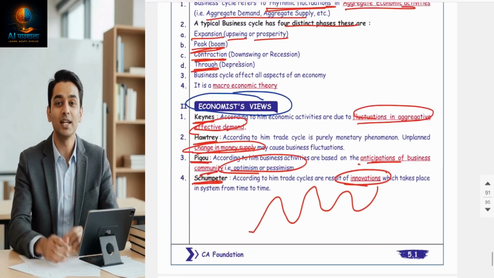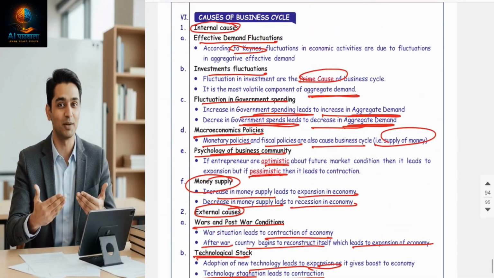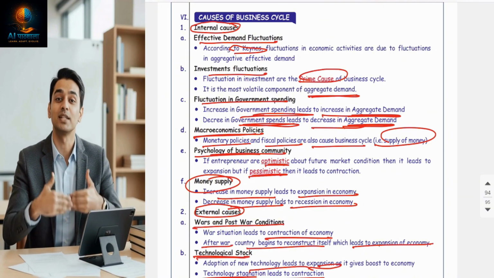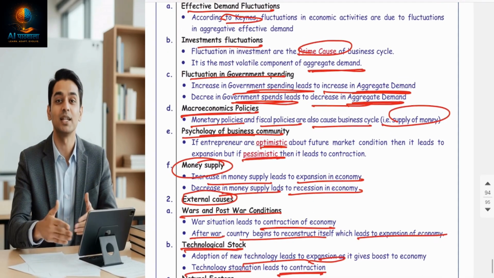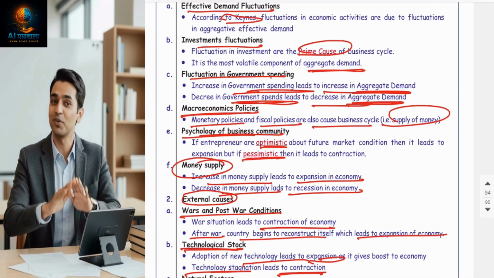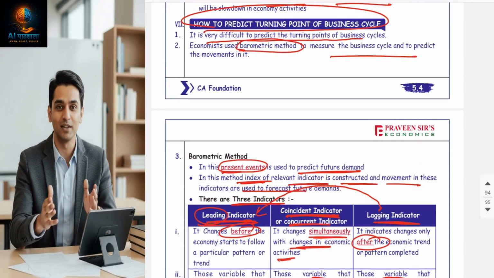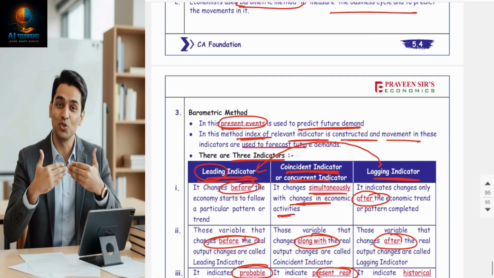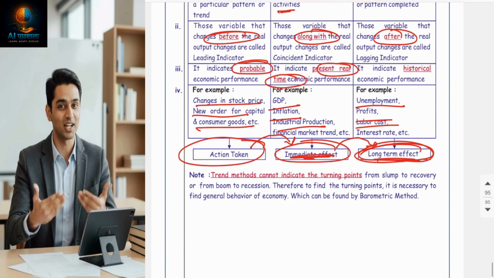What are the causes of the business cycle? The business cycle gets affected due to change in demand, change in investments, change in money supply, government policies, technological development, and the psychology of the business community, optimism and pessimism. Now, which indicators are used to predict the turning point of the business cycle? Leading indicator before, coincident indicator during, and lagging indicator after.